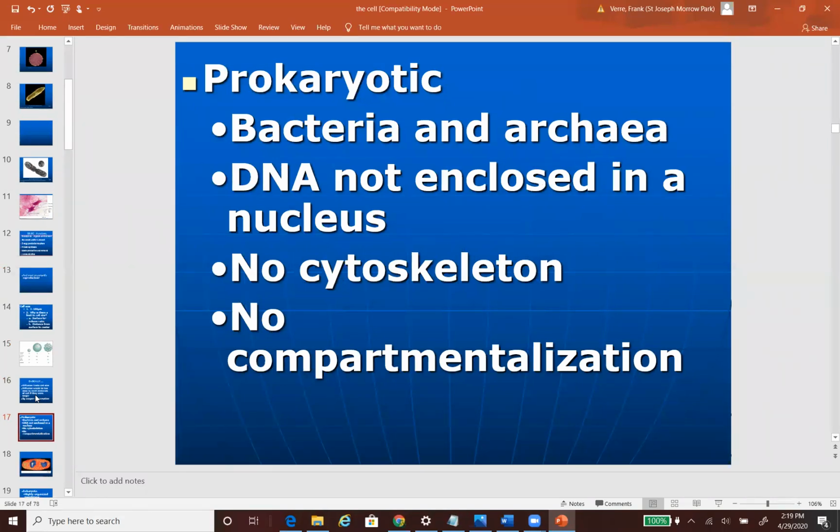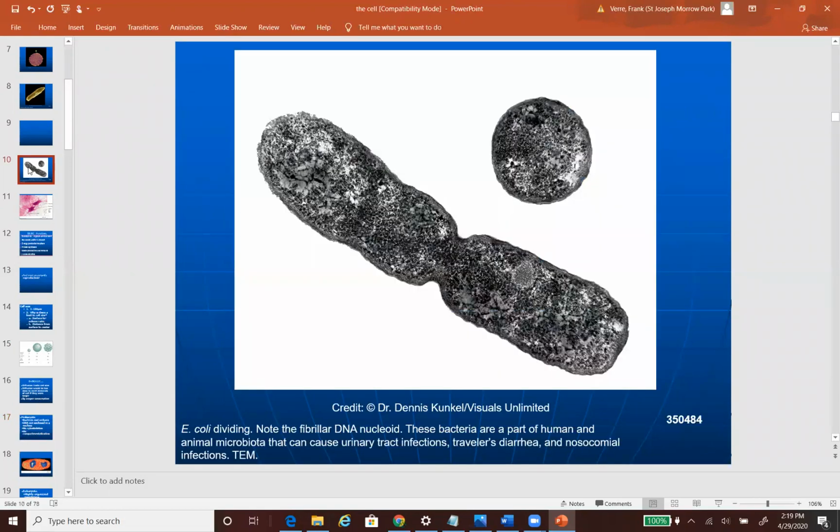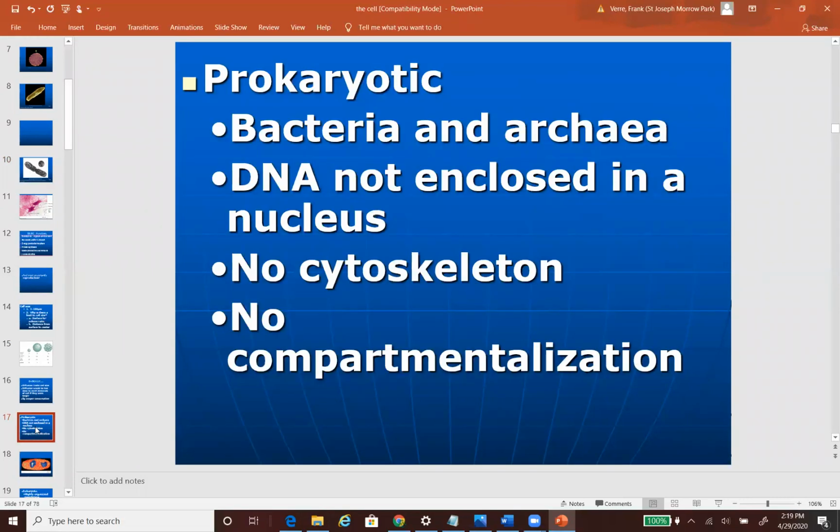We can divide cells into two categories. There are cells called prokaryotic cells. These are things like bacteria. So for instance, this is E. coli. These are cells that do not have what's called a nucleus, all right? When we look at the parts of the cell, the nucleus is a very, very large and identifiable part, which I'll show you in a minute. Bacteria do not have this, okay?